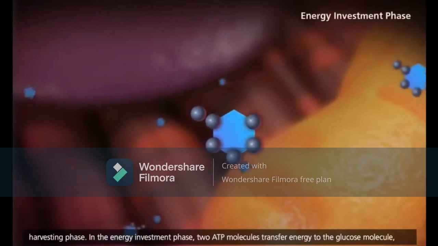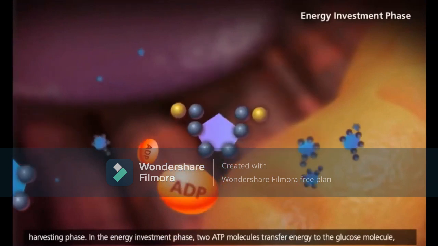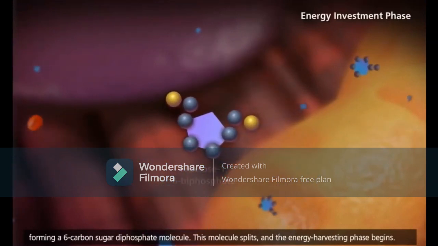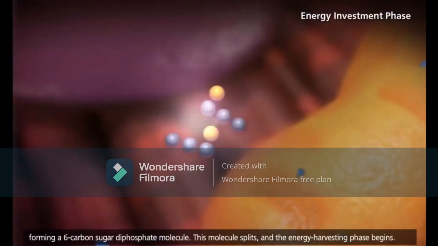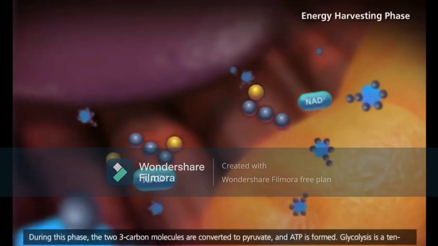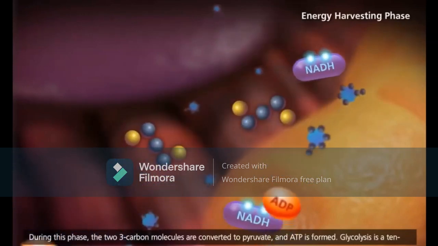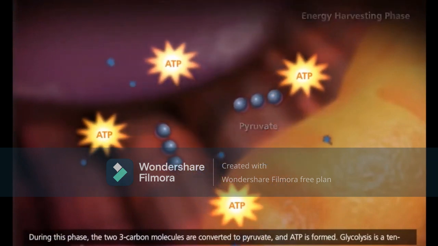In the energy investment phase, two ATP molecules transfer energy to the glucose molecule, forming a 6-carbon sugar diphosphate molecule. This molecule splits, and the energy harvesting phase begins. During this phase, the two 3-carbon molecules are converted to pyruvate, and ATP is formed.